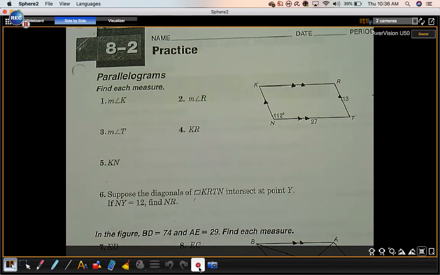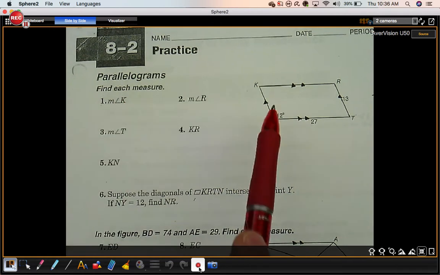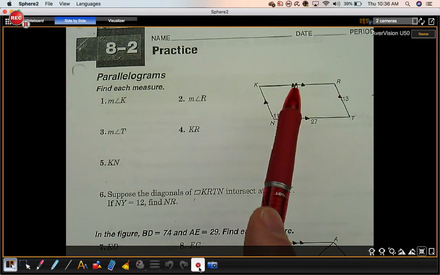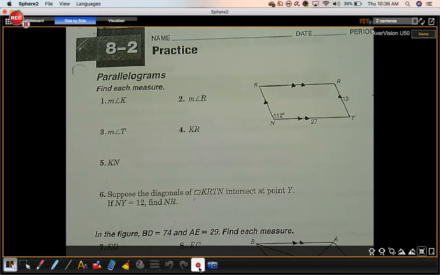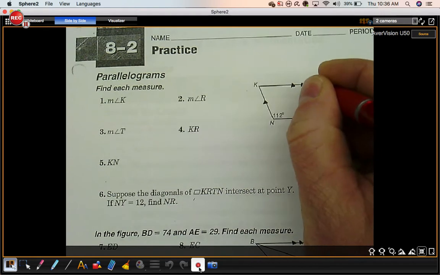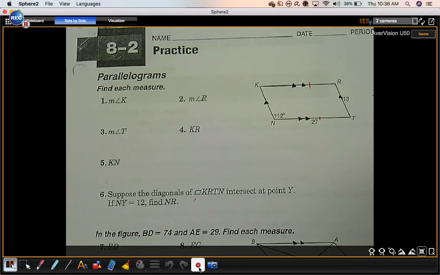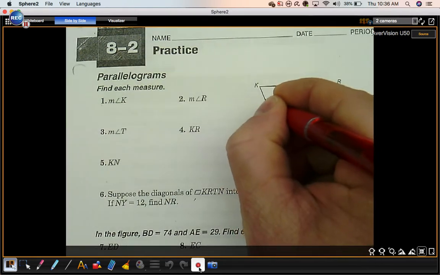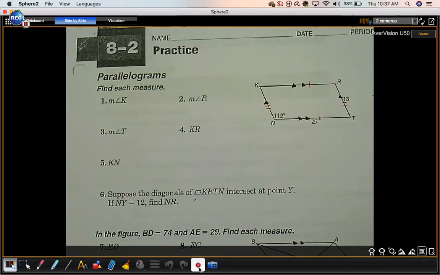This is the practice page for section 8.2. We're going to find each measure. We're going to use this diagram. This is a parallelogram because the opposite sides are parallel. Here's the things that we know about parallelograms. The opposite sides are congruent, so top and bottom match, left side and right side match.